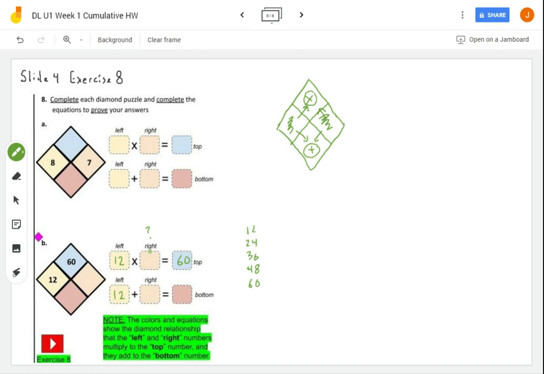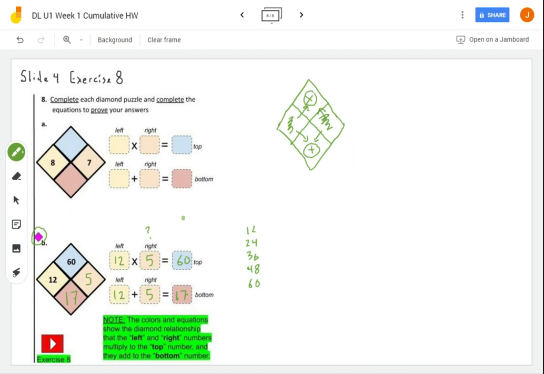So 1, 2, 3, 4, 5. The right number has to be a 5. And so then I'm going to add 12 plus 5 to get the bottom number, which is 17. And this is the evidence for the answer that you'll find on the last slide, if this is the problem that you're doing. If it's not, this is the type of skills that we're going to be doing.